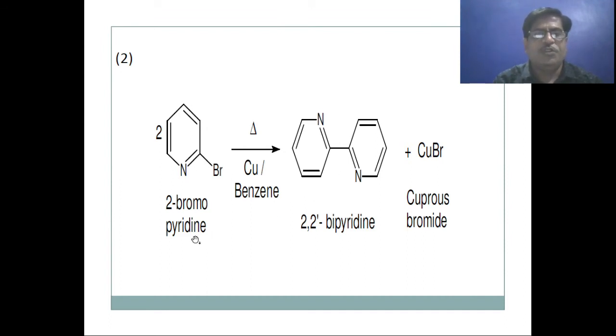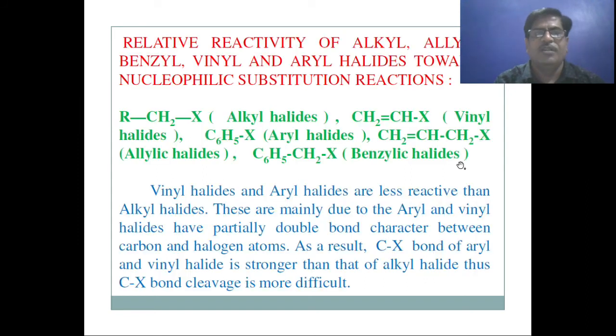So these 2 moles of 2-bromopyridine in the presence of copper with benzene. So this is the pyridine derivative. So a bipyridine derivative is formed, and cuprous bromide is the byproduct.